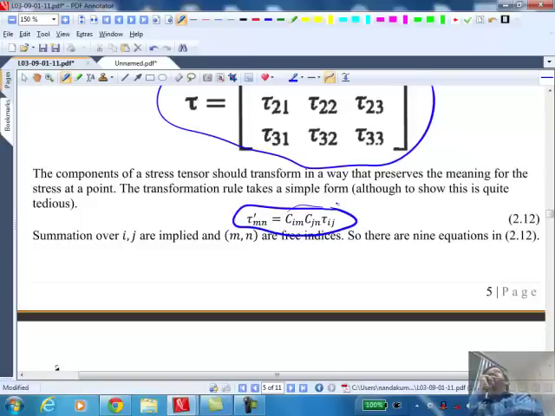Because each value of m and each value of n will give you one equation. So m is 1, n is 1 gives you one equation. M is 1, n is 2 gives you another equation. M is 1, n equal to 3 gives you another equation. The three indices can take, one at a time, all three possible values. Right? So there are 9 equations.